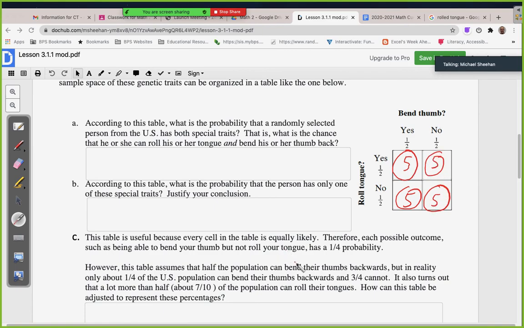Is this making sense? Or am I losing you? Be honest. Is anybody feeling lost right now?